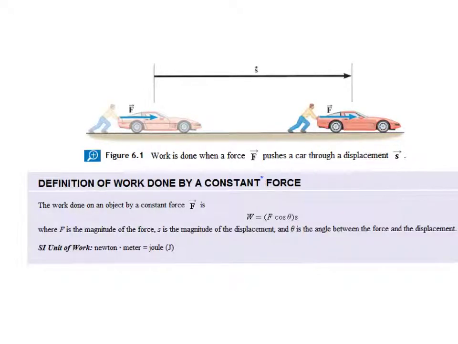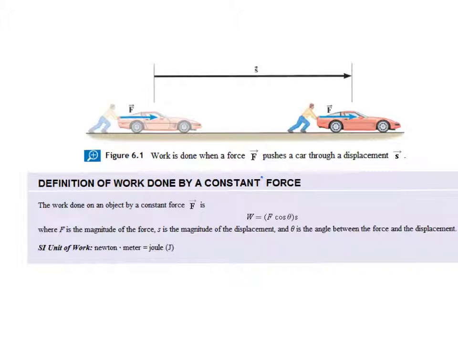So you learned in class today that work is done when you apply a force through a distance. If there's no distance, there's no work. In this particular picture, the person is applying a force in the same direction as the displacement of the car. But that's not always the case.